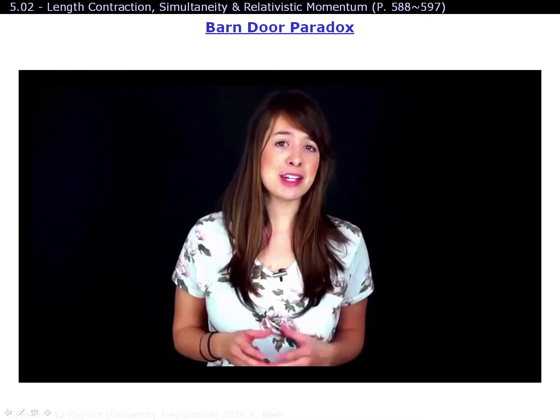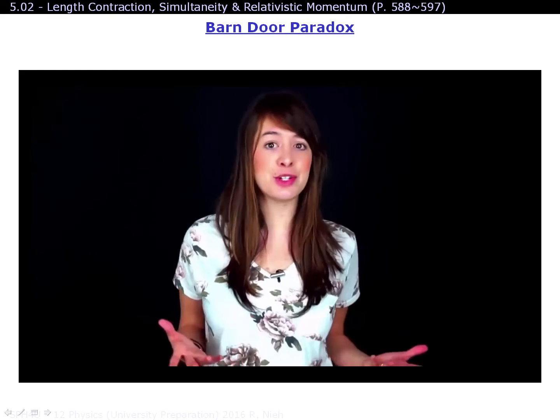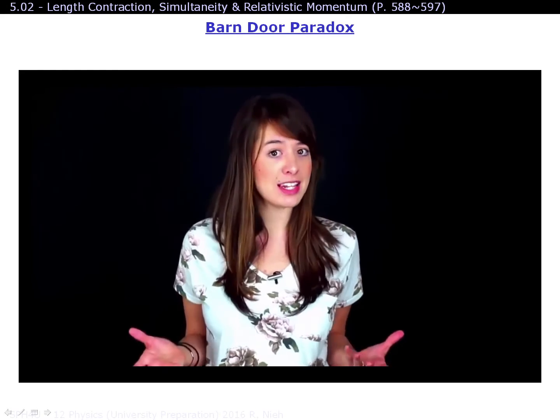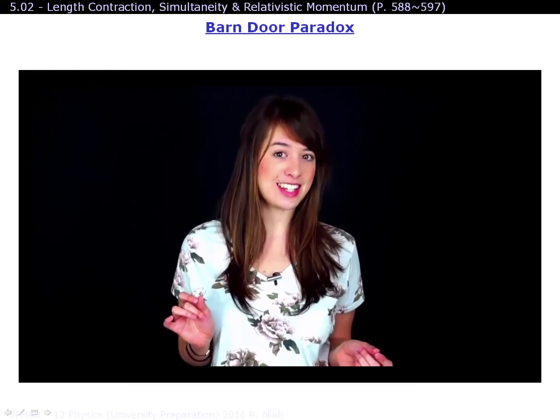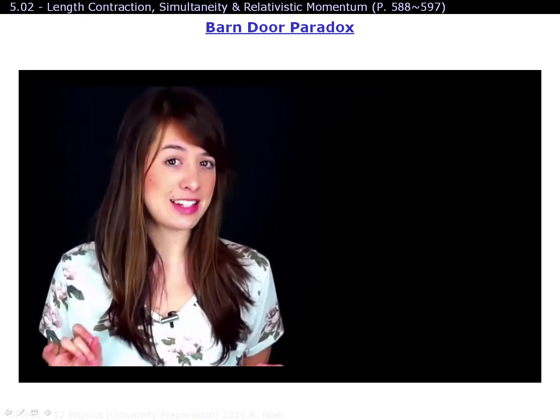Well, no. I mean, we just said that the pole was twice the length of the barn, so there's no way she could fit inside if she were running at any kind of normal human speed. But let's make things interesting. What if Alberta was running at nearly the speed of light? This is where things start to get a bit crazy.